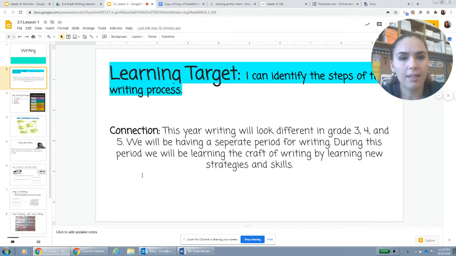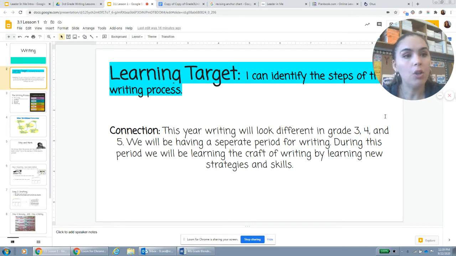Today's learning target is I can identify the steps of the writing process. So, we're going to be doing two things. The first thing we're going to be doing is looking at what is the writing process, and then we'll be going into each step. By the end, you should have a clear understanding of what the writing process is and how we will be using it this year.